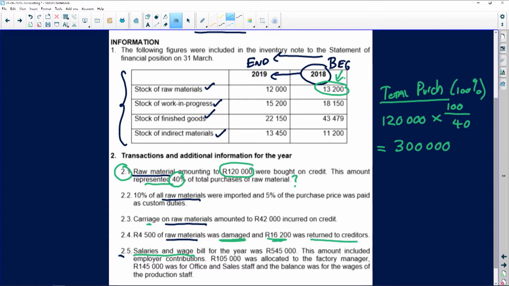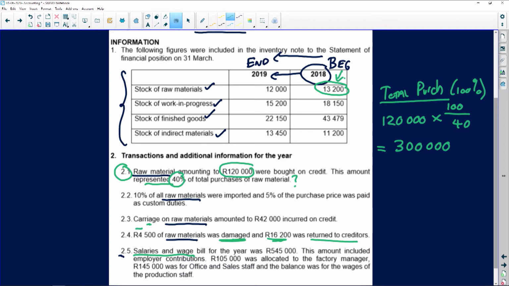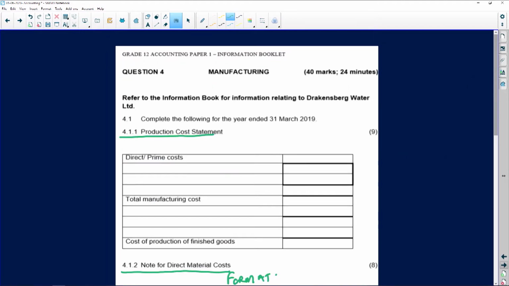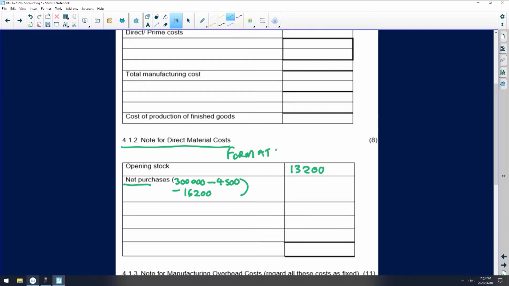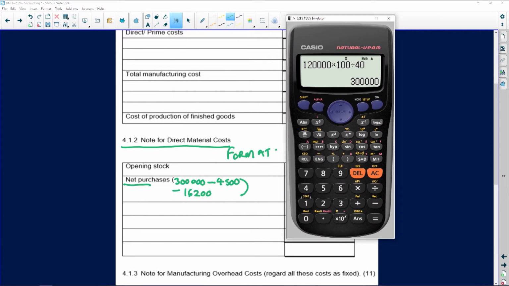16,200 was returned to creditors. So for net purchases, I'm going to subtract the 4,500 that was damaged, and I'm also going to subtract the raw materials that were returned. So let's do that to get our net purchases. Minus the stock that was damaged, an amount of 4,500. And remember, I'm also subtracting the amount that was returned, 16,200. That is now going to give me net purchases: 300,000 minus 4,500 minus 16,200.